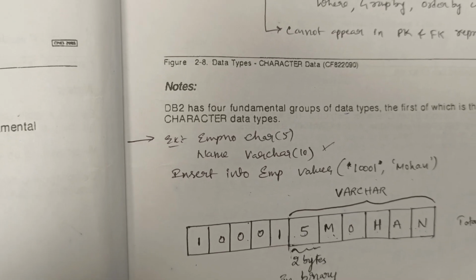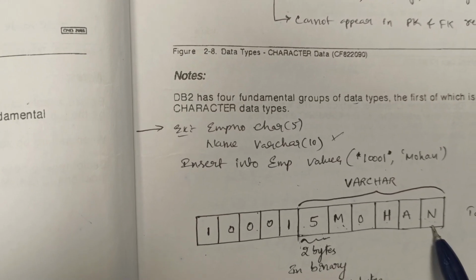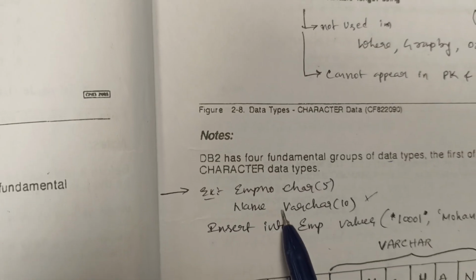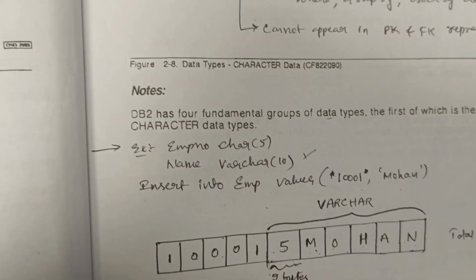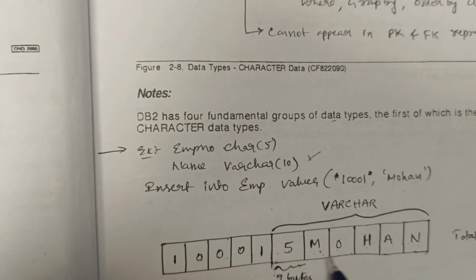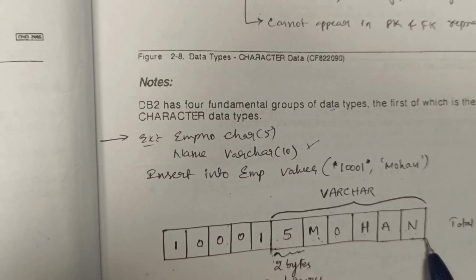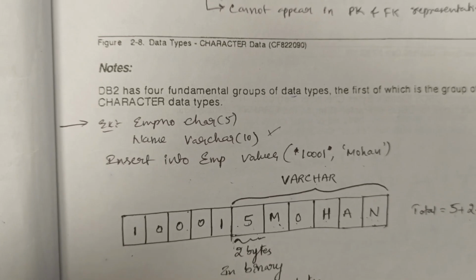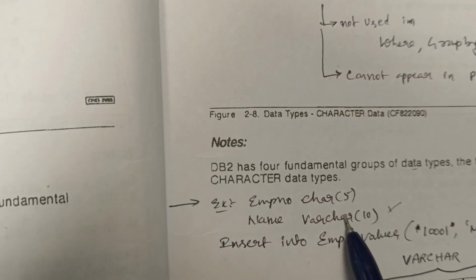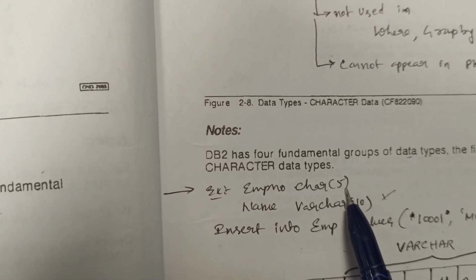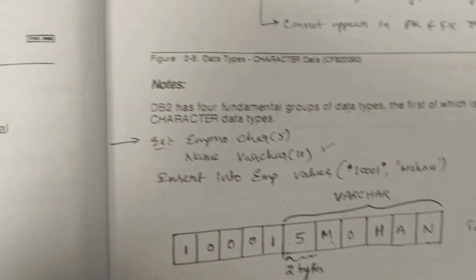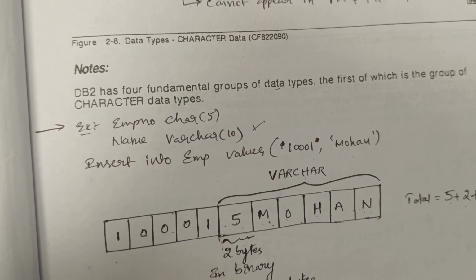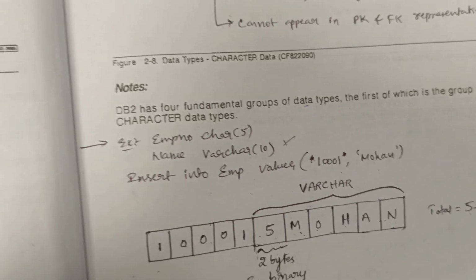And after that, how many bytes will it calculate for the table for these two columns only? You can see 5 is the employee number, 2 is the length of the character field, and the remaining 5 is the actual character field. Totally here it is 12 bytes. Even though I declared employee char as 5 and varchar as 10, actually in the table it will occupy 12 bytes.